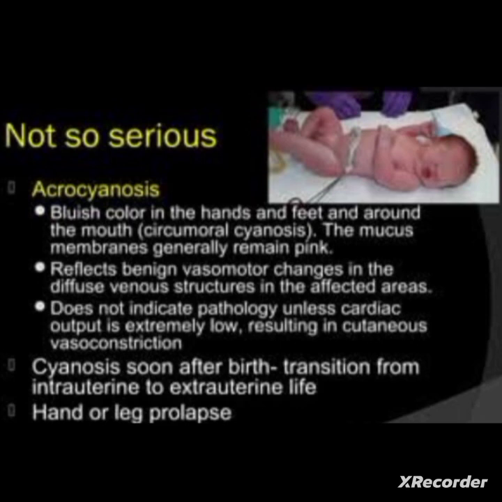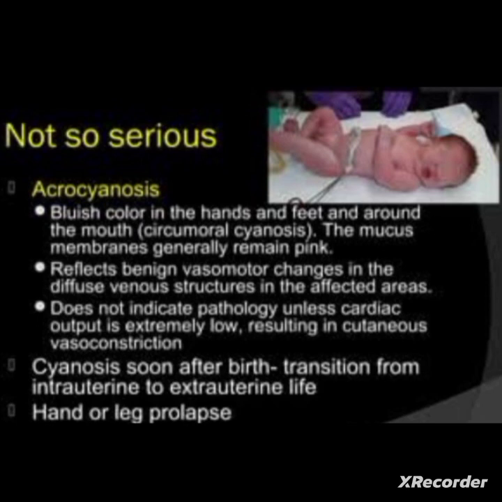One more cyanosis is there, known as acrocyanosis. Acrocyanosis occurs in newborns. It is bluish discoloration in the hands and feet and around the mouth, circumoral cyanosis. The mucous membranes generally remain pink. It reflects benign vasomotor changes in the diffuse venous structures in the affected areas. It does not indicate pathology unless cardiac output is extremely low, resulting in cutaneous vasoconstriction.